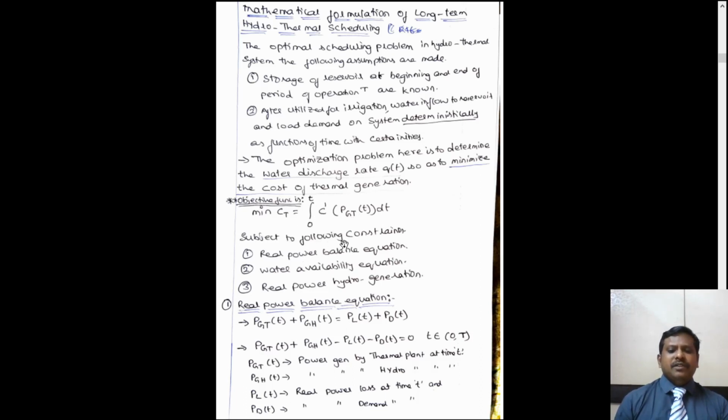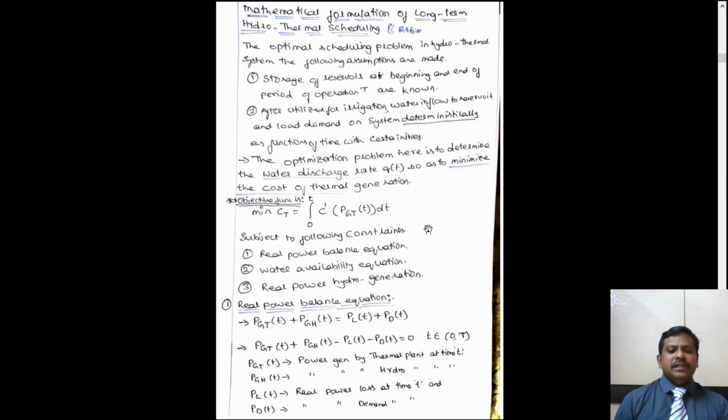So, what are the subject to the following constraints? As we have seen already, if you want to watch a movie, that is your objective. Then the constraints are having the money, the transportation facility, and third one is tickets available. So these three will be the constraints. Similarly here also, the main objective is to minimize the cost of the thermal power plant. And what are the other constraints here? One is the real power balance equation. Second one is the water availability equation. Third one is the real power hydro generation.